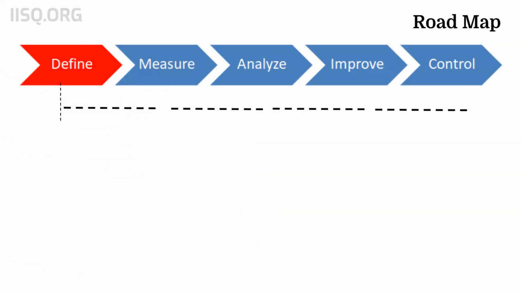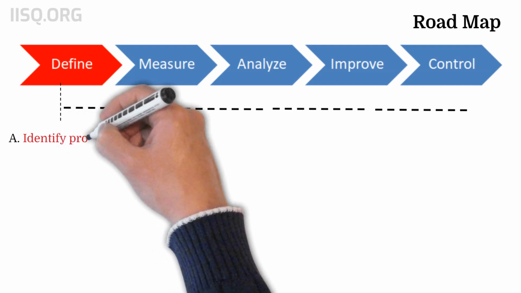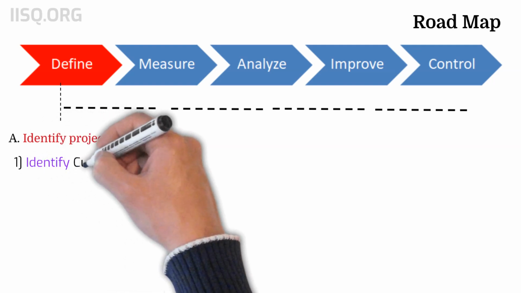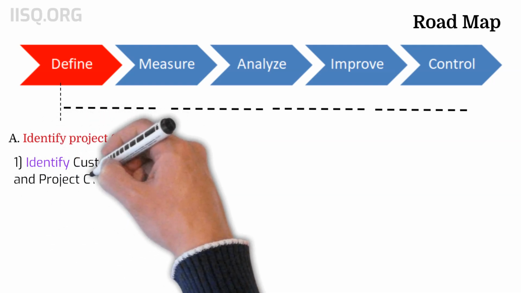Now we need to understand the roadmap for the define phase. In the define phase there are 3 sub-phases. They are: identifying the project CTQs. The deliverable at this stage will be to identify customers and project CTQs.